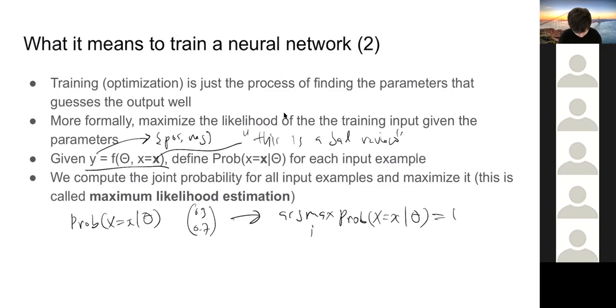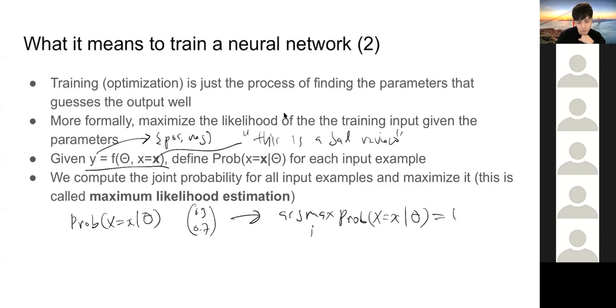Because I think this was another point that a lot of students get confused about. Why are we defining a probabilistic distribution when we're giving y equal f? And the reason is that defining it as a probabilistic distribution is much easier to train a model than using y equal f directly.